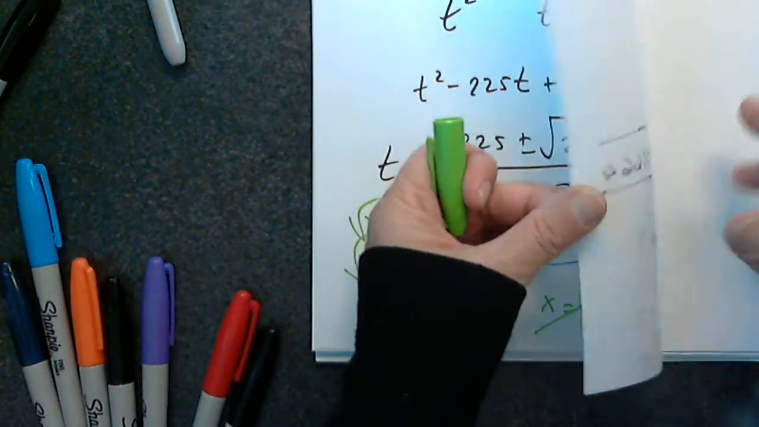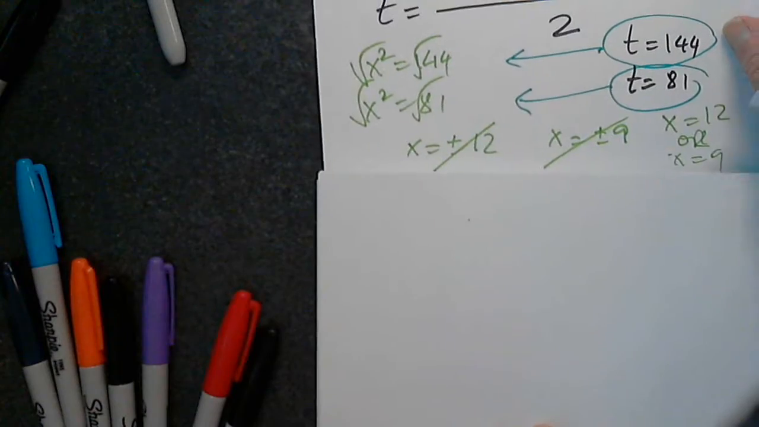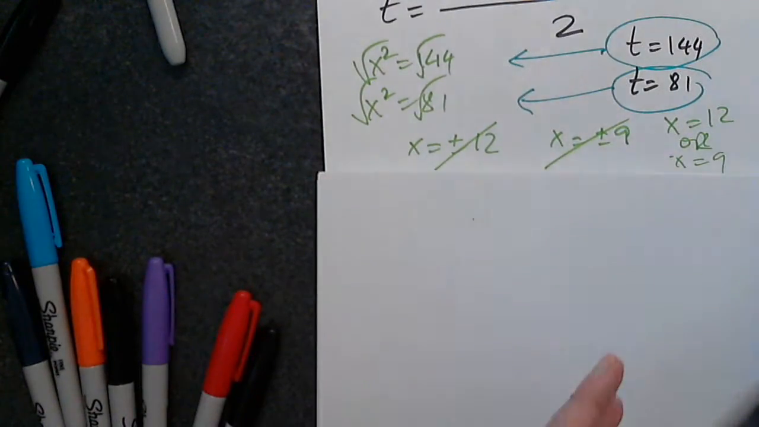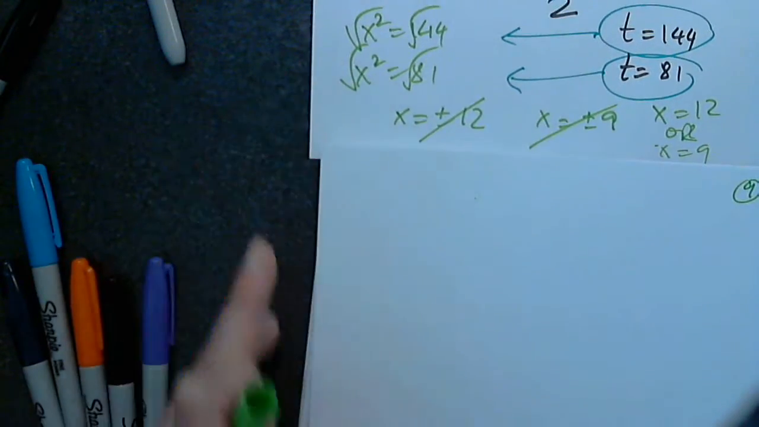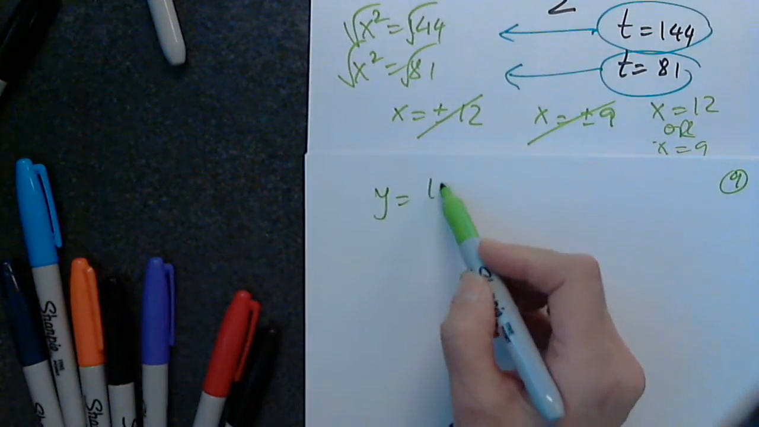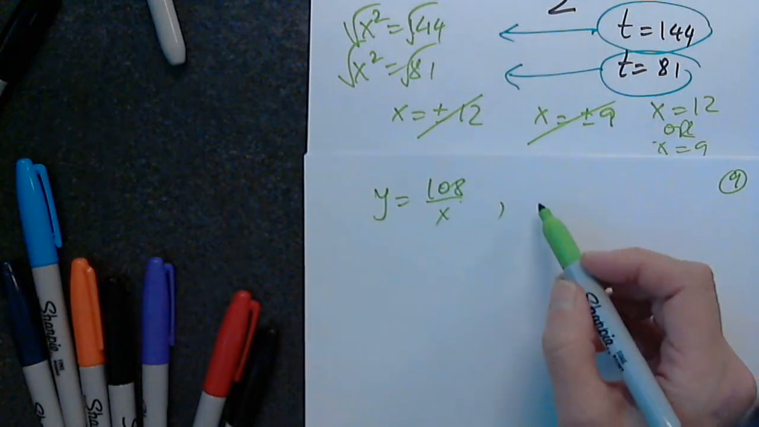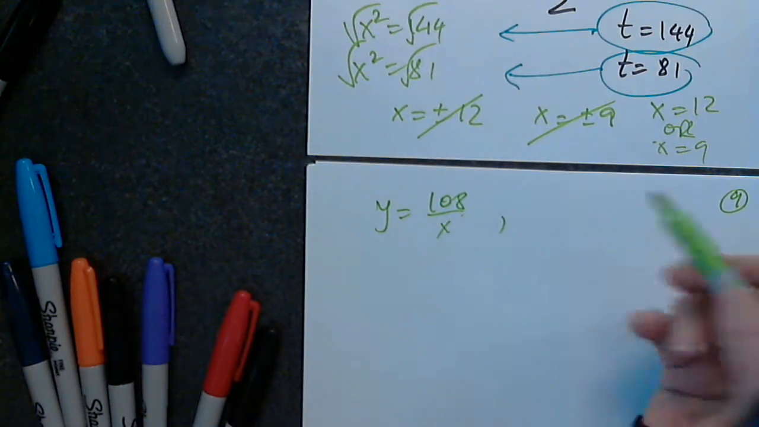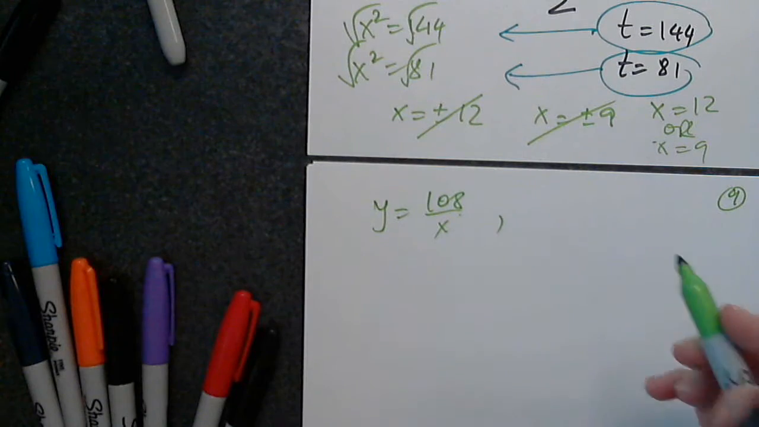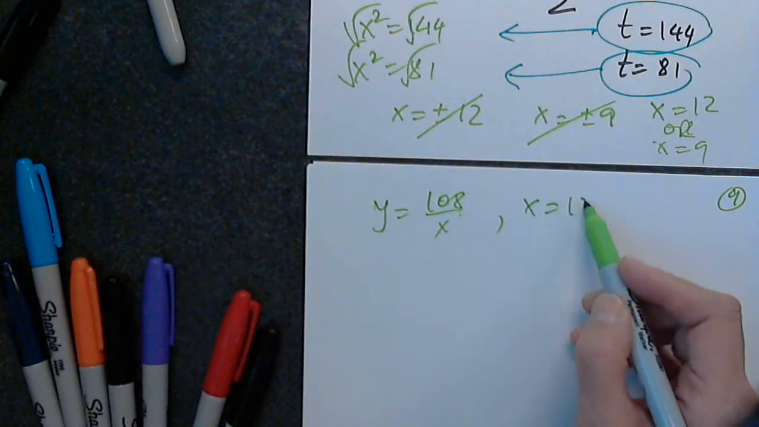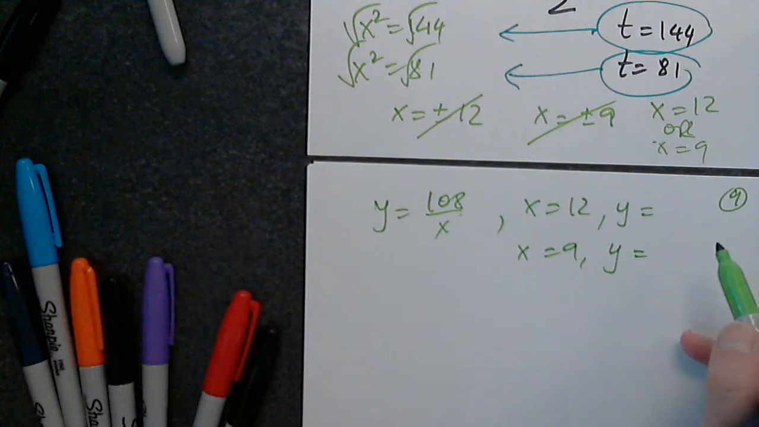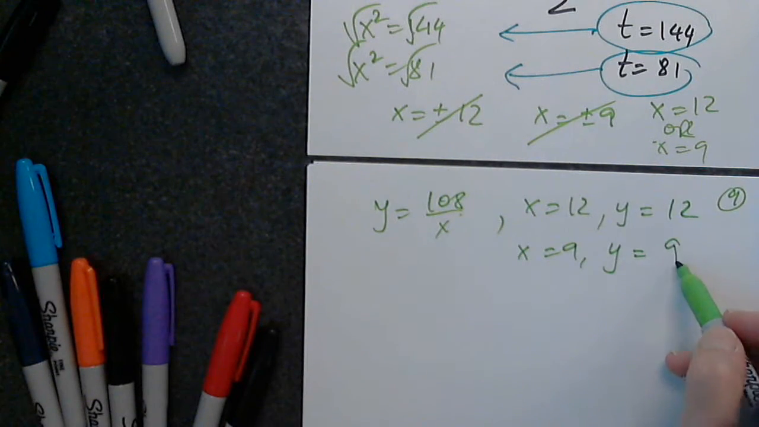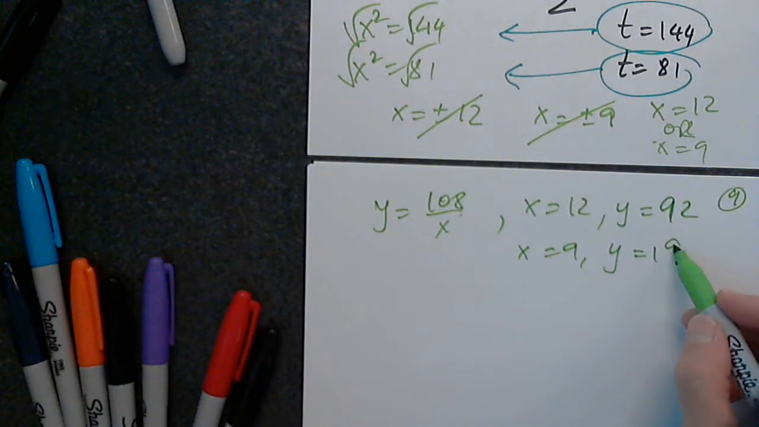Now I have to go back to y. Y was 108 over x. So therefore, y equals 108 divided by x. So there are two different x values, and so we're going to get two different y values. So when x equals 12, y equals 9, and when x equals 9, y equals 12. So it's 12 and 9. I'm sorry, the other way around. 9 and 12.